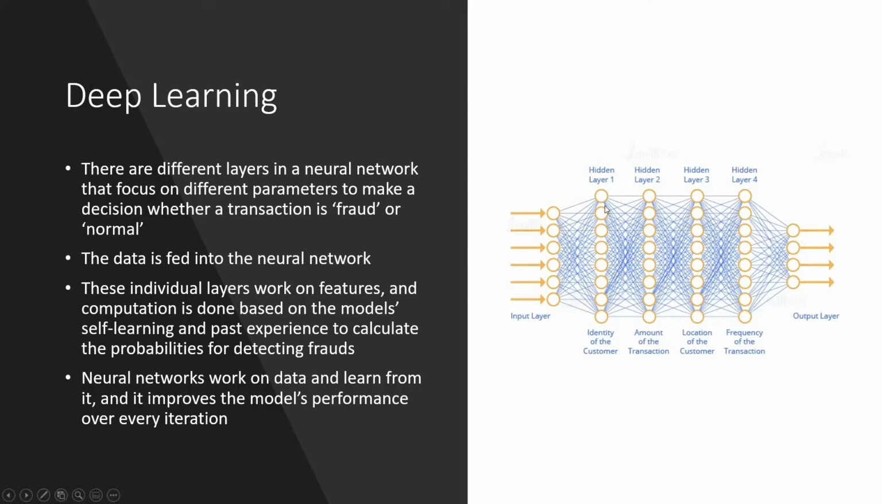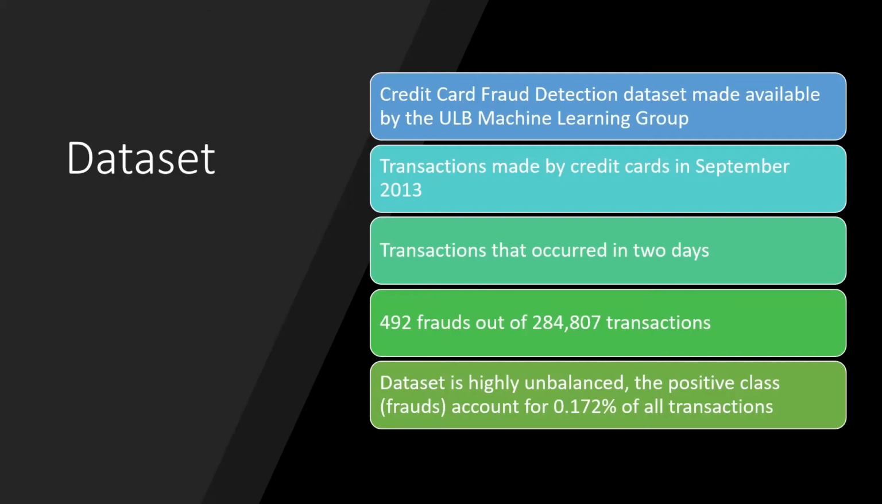And then ideally we want each layer to have a function, like we want this one to identify the customer, learn about the amount of the transaction, learn about the location, learn about the frequency of transactions. This is what we want. So we want the neural network to learn what makes a fraud or not fraud.